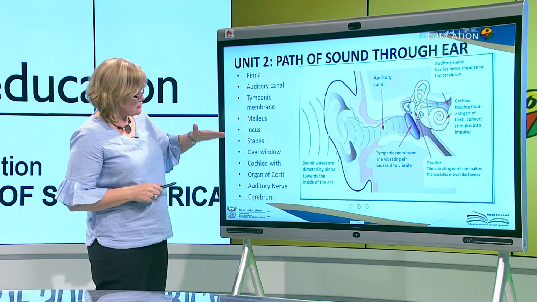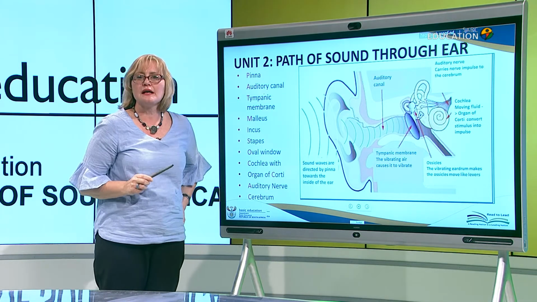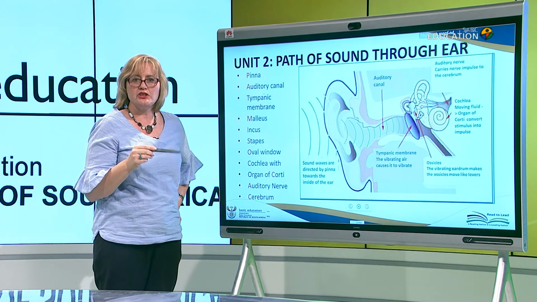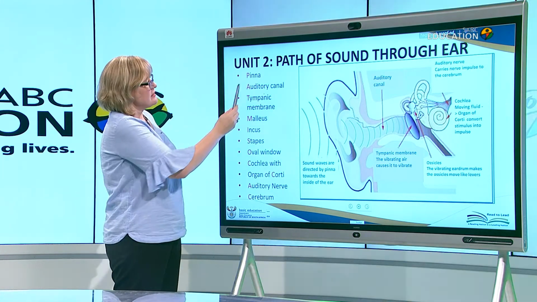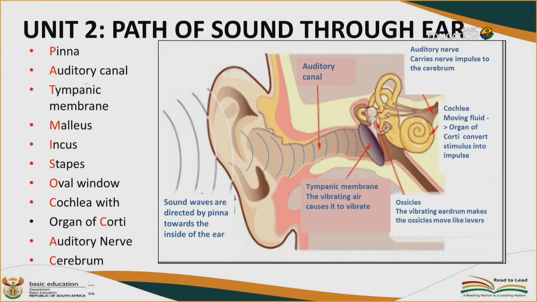Okay, so if we just have to sum it up here, you will see we've got the pinna, and you can see what I've done is I've made the first letter of each word red so that we can make a mnemonic of it. There's a pinna, auditory canal, tympanic membrane. That's the order. Pat: pinna, auditory canal, tympanic membrane, right? The middle part, malleus, incus, stapes: miss. Pat, miss. Oval window, cochlea, organ of Corti, I made it the C: OC.